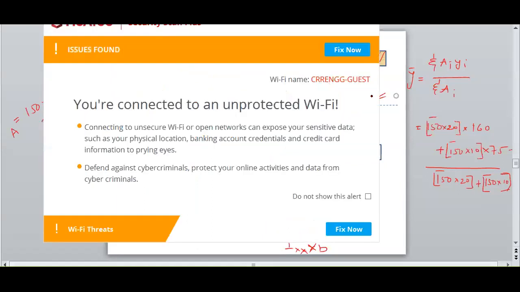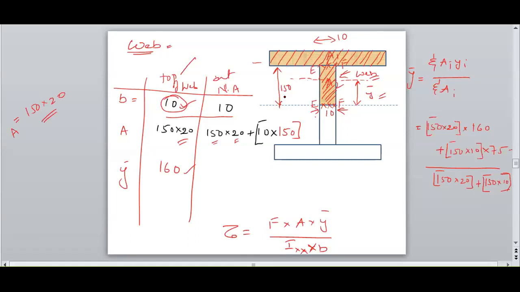The depth of the web here is 150, and the width of the web is 10. Therefore, the area A2 is 150 into 10. This is A1 and this is A2. By adding these two areas, I will get the total area. Total area is equal to A1 plus A2.